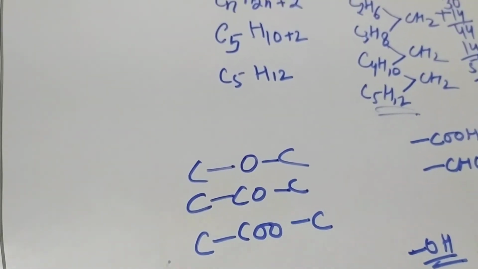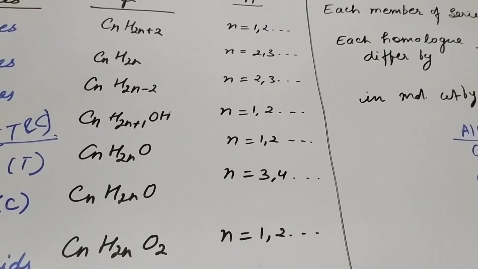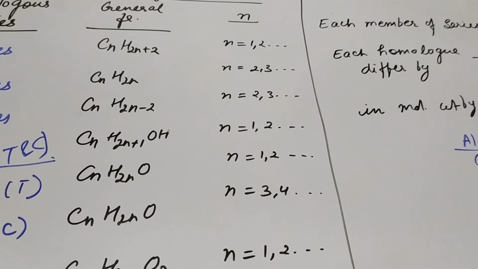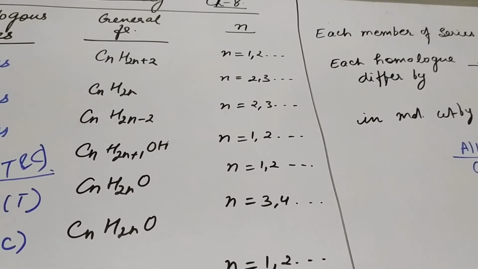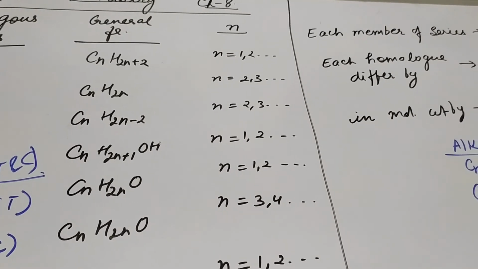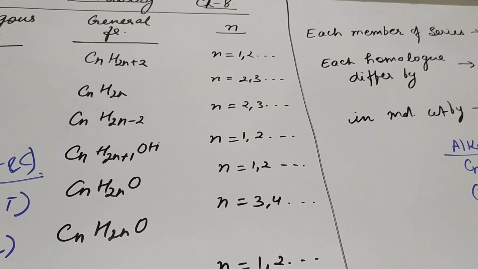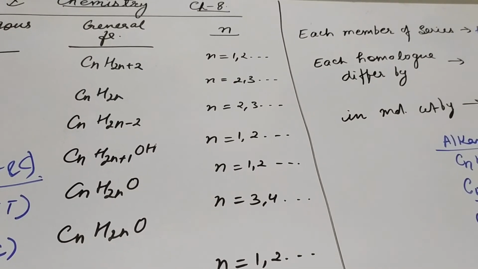In the next video, we'll deal with the nomenclature part given by the IUPAC, how to name a compound based on the rules given by the IUPAC, how to write the name of an organic compound. We'll deal with the rules and the syntax of writing the name of an organic compound.